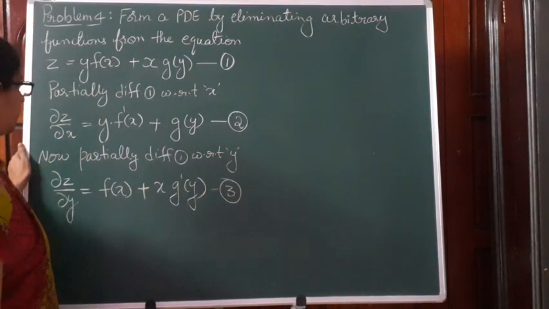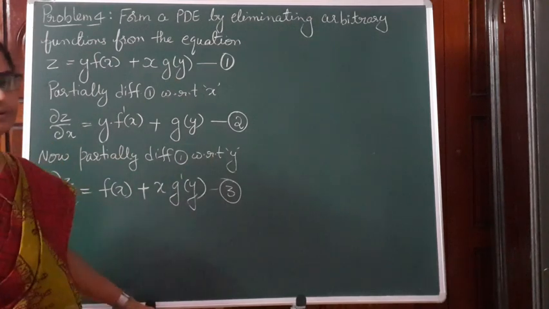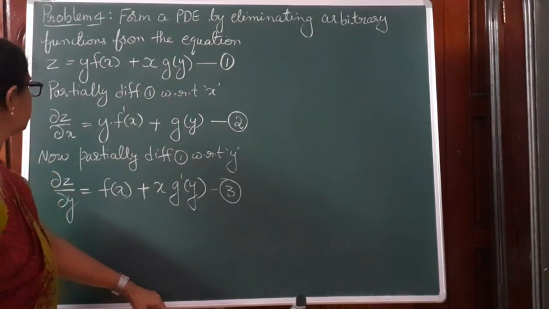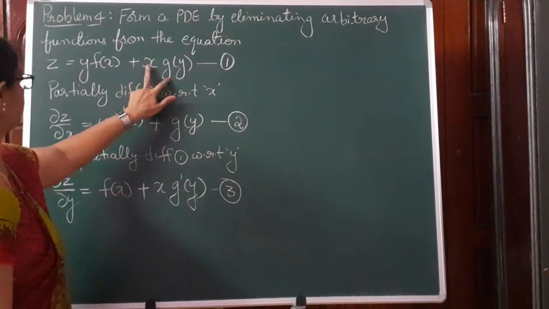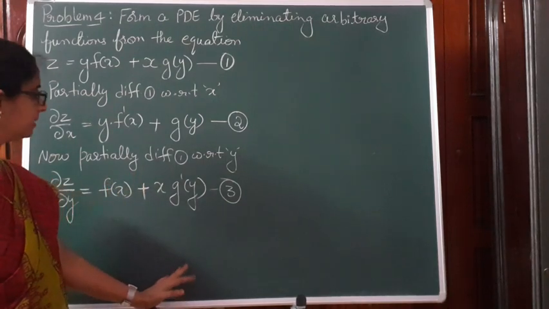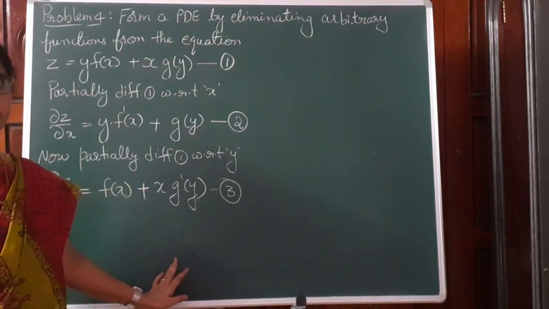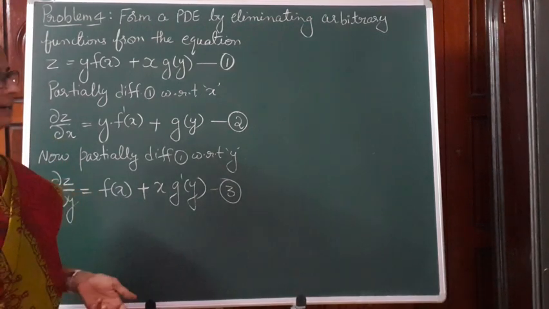Now check whether we can eliminate f, g or f', g' from equations 1, 2 and 3. I think it is not possible because we cannot find the f(x) value and g(y) value from the given equations. So we cannot eliminate by the first order derivatives. So we have to go for the second order derivatives.